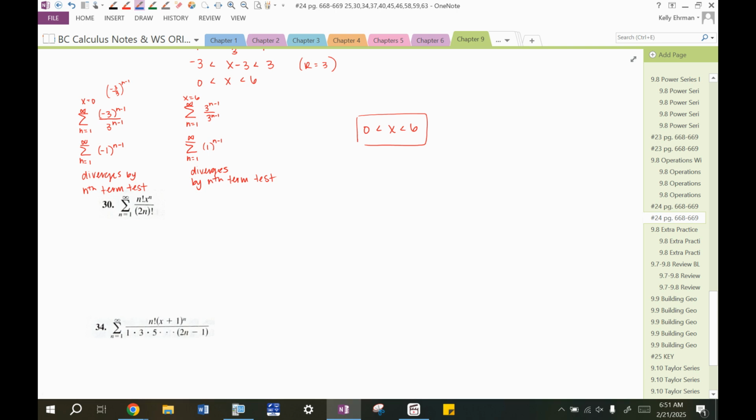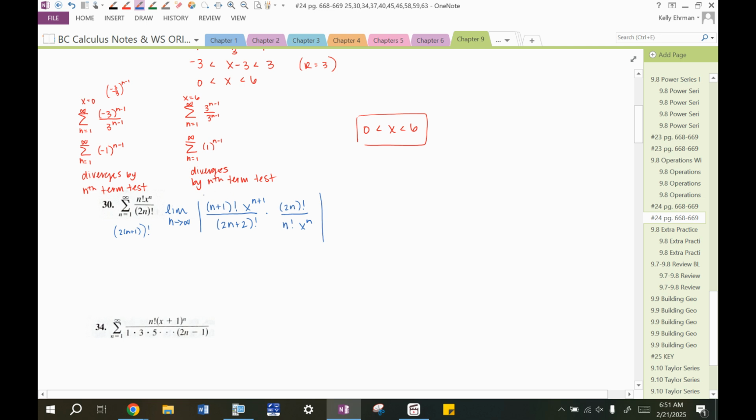All right, let's take a look at this next one. So lots of factorials involved, so we definitely need ratio test to start our interval of convergence. So this is the limit as n approaches infinity of n plus 1 factorial times x to the n plus 1 over 2n plus 2 factorial, because you're plugging in like this. And then you're multiplying that by 2n factorial over n factorial times x to the n. So there is a lot that's going to cancel out here.